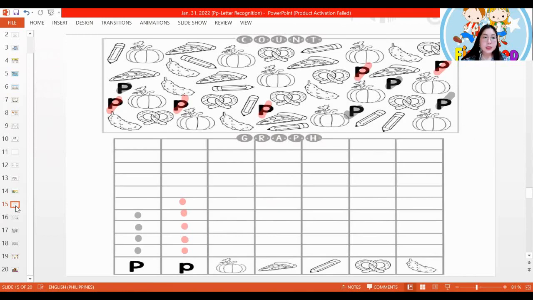All done with capital and lowercase. Let's proceed to our pumpkin. 1, 2, 3, 4, 5, 6, 7, 8, 9, 10. Okay, then we have P is for pizza.